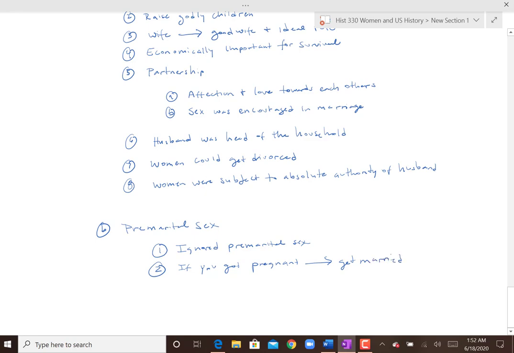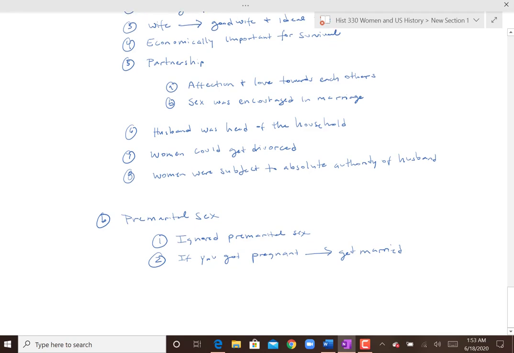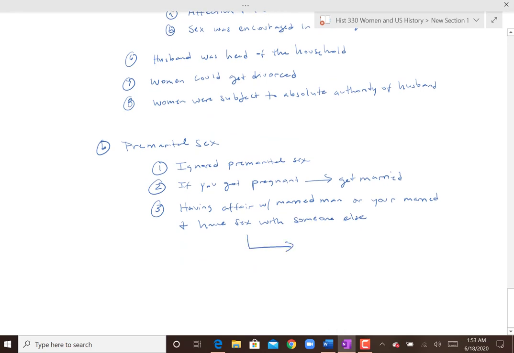Assuming, well, it's a whole other thing if they were married. So adultery was a big no-no in that sense, right? There were two things for women: having an affair with a married man, or you being married and having sex with someone else. Either one of these would fit under adultery. However, women were largely punished. So if both were not married, premarital sex was ignored and largely okay.